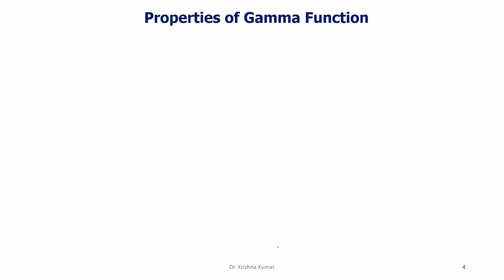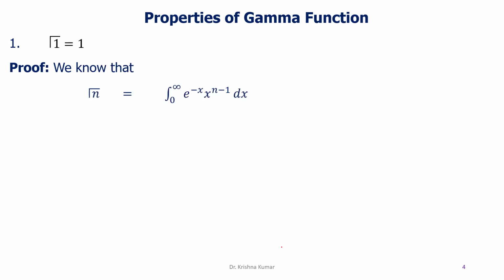Let us see some properties of the gamma function, because this is a new function which we have defined right now. The property number 1 is gamma of 1 is equal to 1. Let us prove how gamma of 1 equals 1. We know that gamma of n is equal to the integration of e to the power minus x, x to the power n minus 1, under the limit 0 to infinity with respect to x.